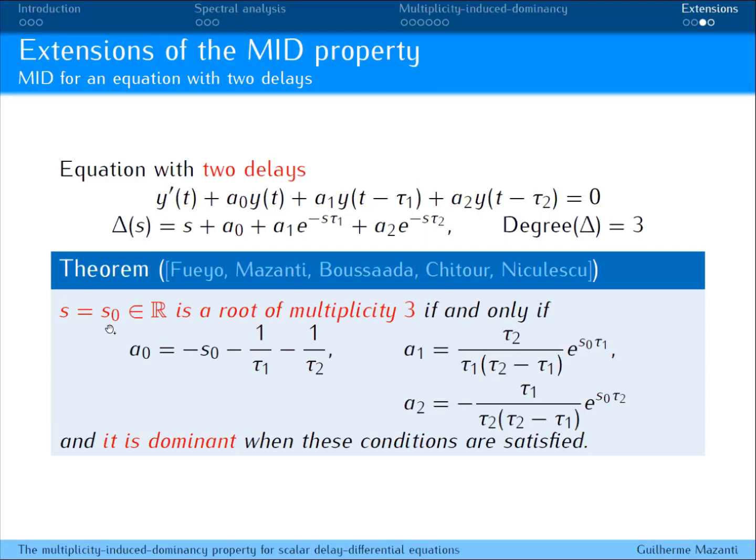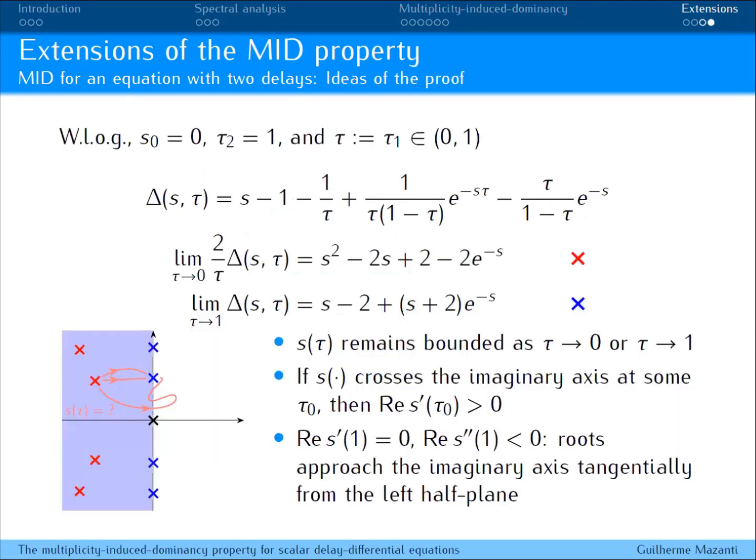And we can prove that we have a root of multiplicity 3 at a certain real number s0 if and only if these three conditions here are satisfied. And in that case, the root is necessarily dominant, so it is the rightmost one in the spectrum. So what's the idea of the proof of this result? And I'll conclude with this slide.